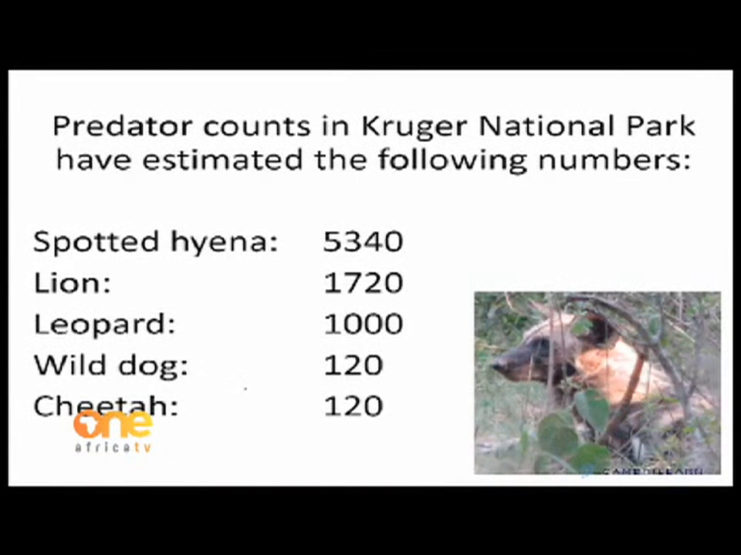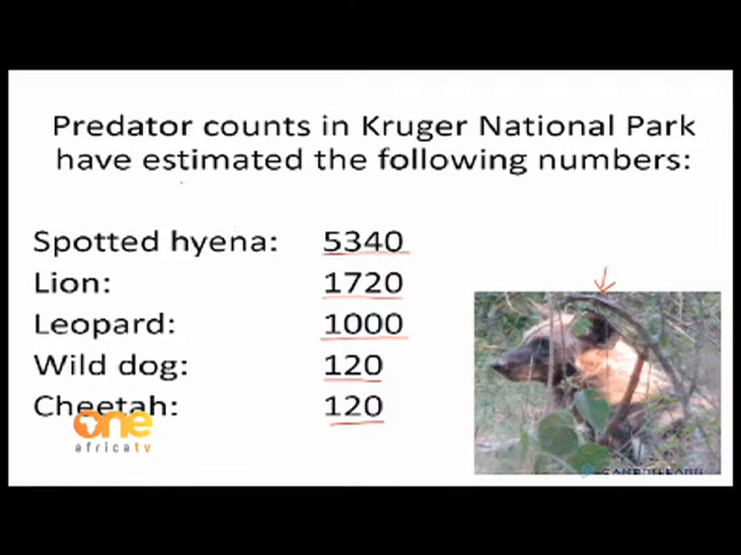So, predator counts in the Kruger National Park have estimated the following numbers. We've got 5,340 spotted hyenas, 1,720 lions, 1,000 leopards, 120 wild dogs, including this one, and 120 cheetah. Now if I asked you the question, if you see 10 predators on your holiday, how many leopards do you expect to see? We need to turn this into a fraction.